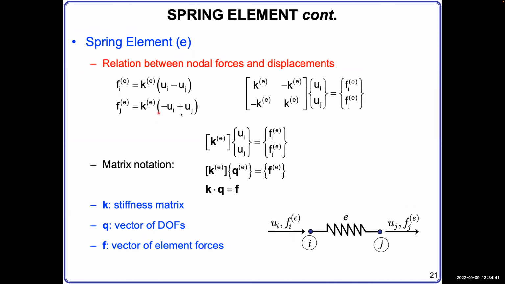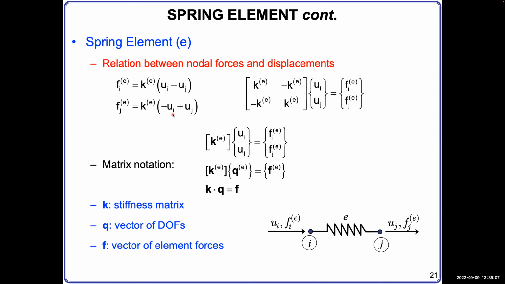I write it in Ui first for a purpose I will explain very soon. But this is the same thing. This means force applied to the node J equals the spring constant times the deformation of the spring. Then we rearrange it, make the Ui first, minus Ui plus Uj.